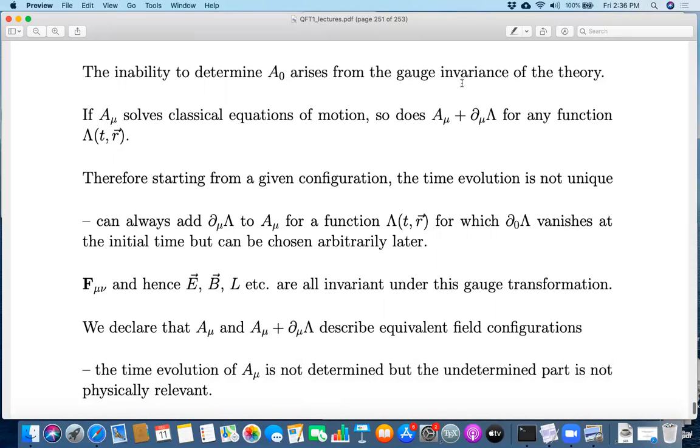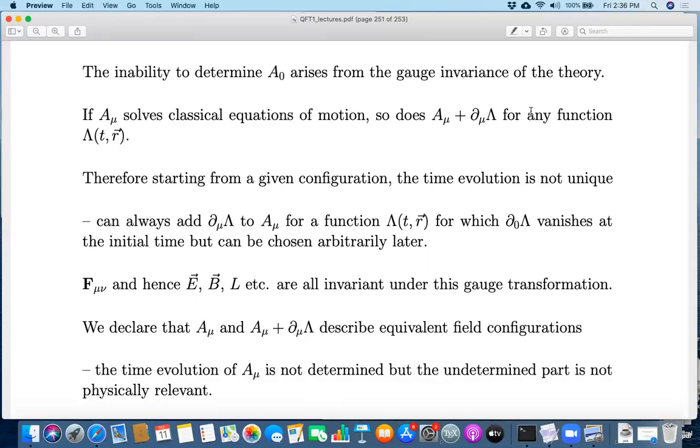So what is gauge invariance? Gauge invariance is the statement that if A_mu solves classical equations of motion, then A_mu plus del_mu lambda, for any function lambda, also satisfies classical equations of motion. And the reason is simple: F_mu nu is not affected by this change, because F_mu nu has del_mu A_nu minus del_nu A_mu. So this shift will just cancel out in the expression for F_mu nu. You will get del_nu del_mu lambda minus del_mu del_nu lambda, which is just 0.